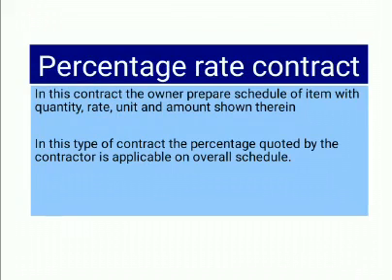In this type of contract, the owner prepares a schedule of items with quantities, rate, unit and amount shown therein. That is to say, the owner itself prepares the BOQ, bill of quantity, rate, unit and amount and gives it to the contractor. So what does the contractor do? The contractor offers some percentage above or below the total amount of contract given by the owner. The percentage quoted by the contractor is applicable on the total amount of contract or total amount of the overall schedule.